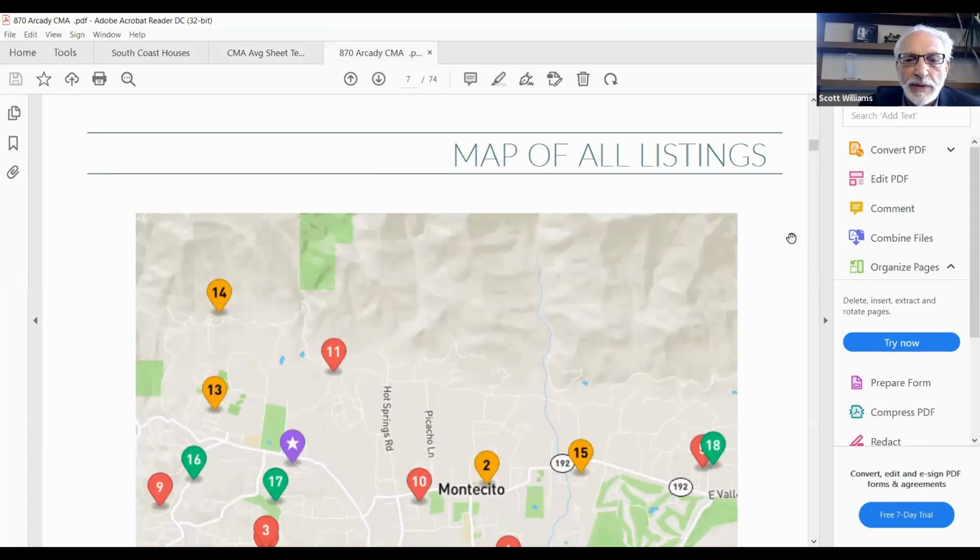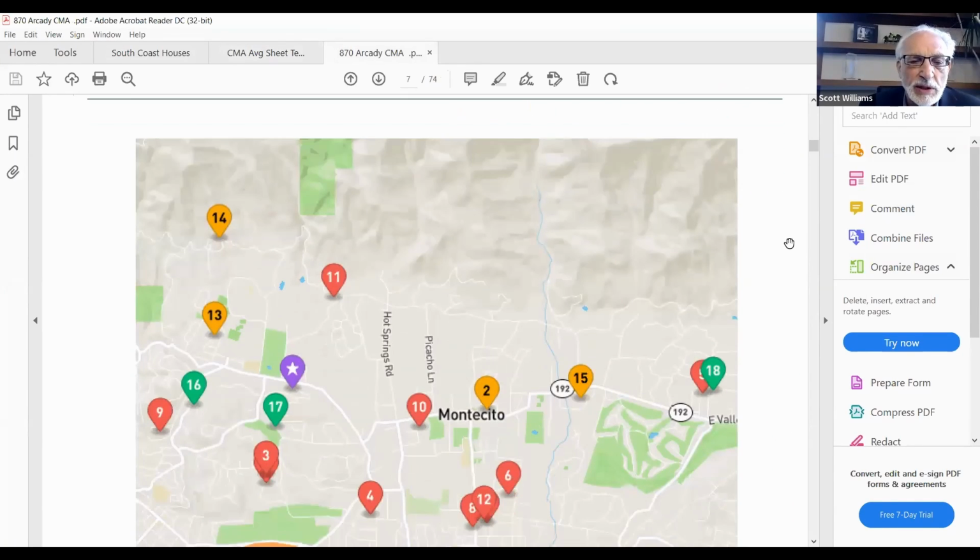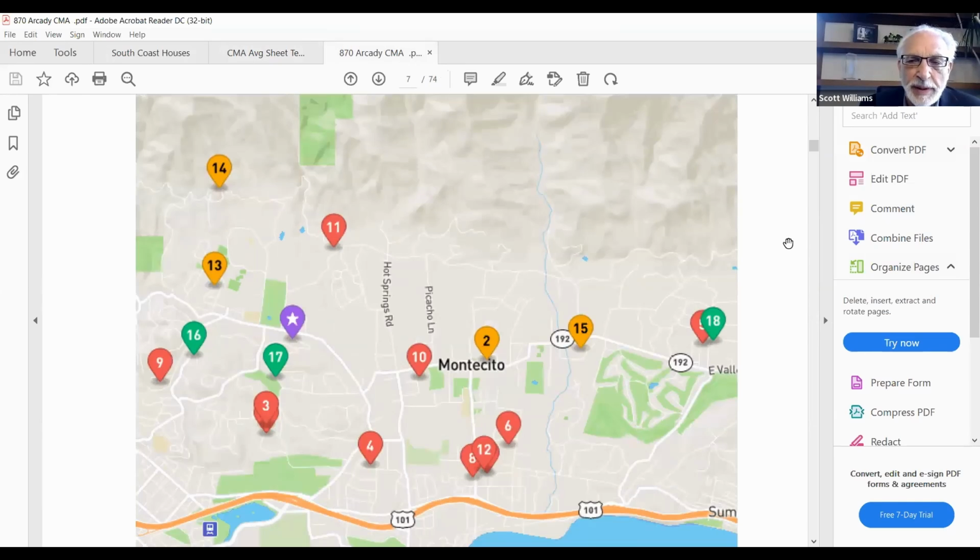Here we are. I've jumped into this, the map page. I've skipped the first couple of pages of the CMA. I use Cloud CMA. I find it to be very effective because it allows me to talk about the stuff I want to talk to a seller about.